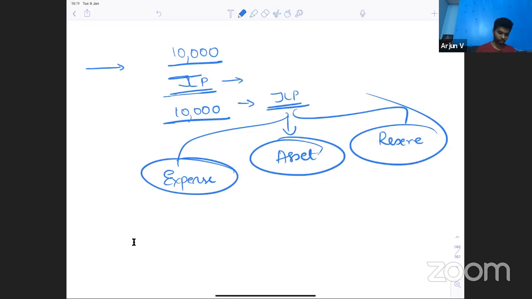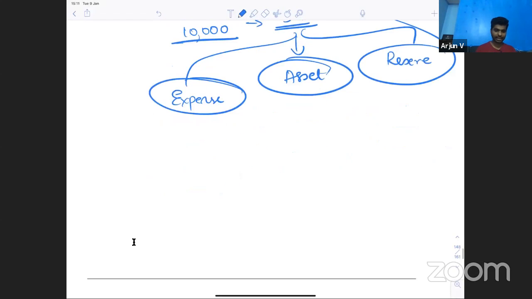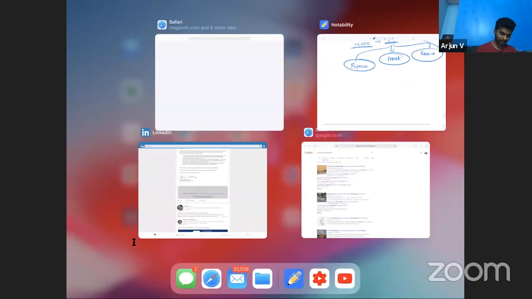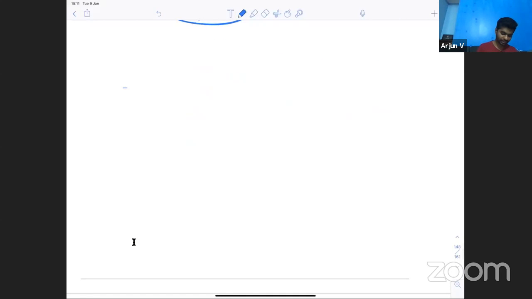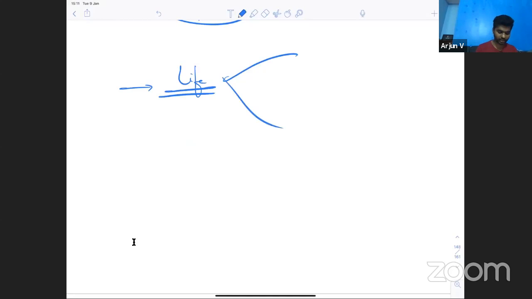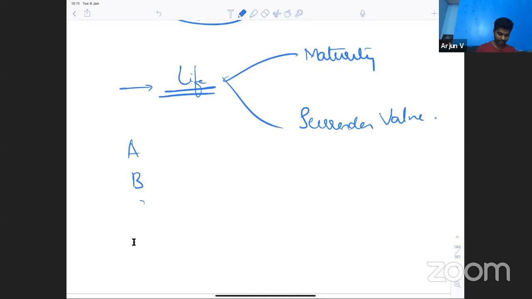So as I told you, in an insurance policy you need to understand there are two terms. Term number one is called maturity value. The second one is called surrender value. What is the difference between the maturity value and the surrender value? See, for an example, you have taken an insurance policy of 10,000 on each partner.